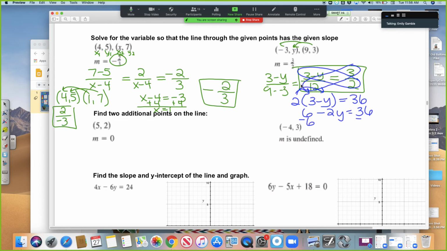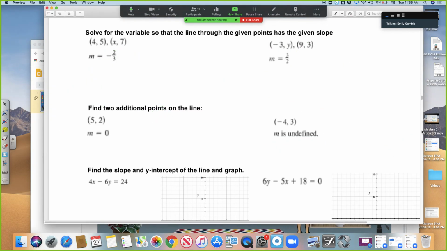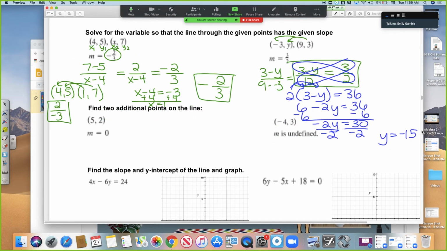Then solving this equation, I would get negative 2y equals 30, divided by negative 2, and I get y equals negative 15. Which means negative 15 would be the missing value of y in order for this slope to be 3 over 2. Let's verify that. (-3, -15) and (9, 3).